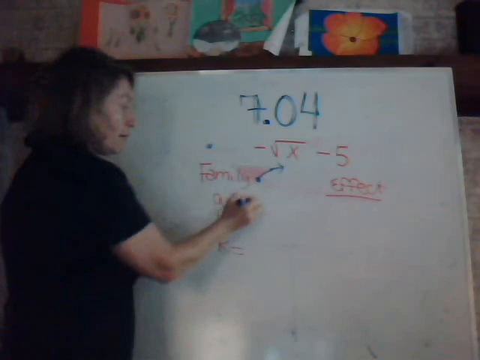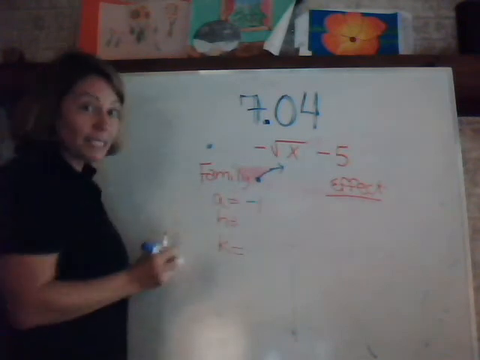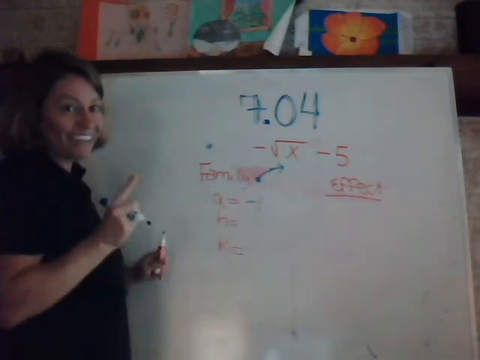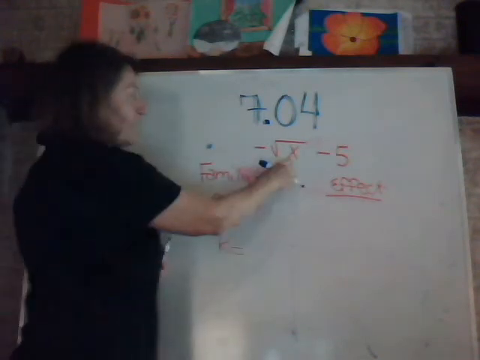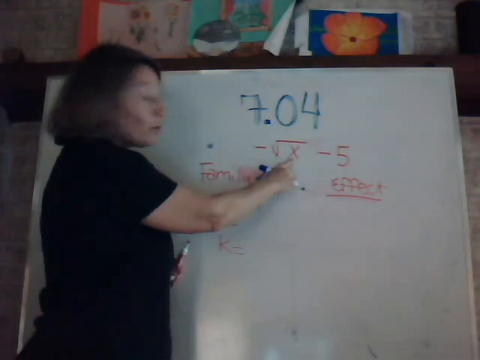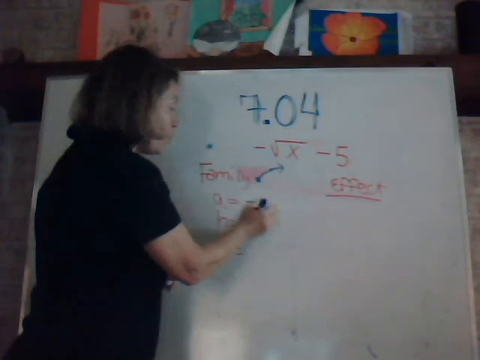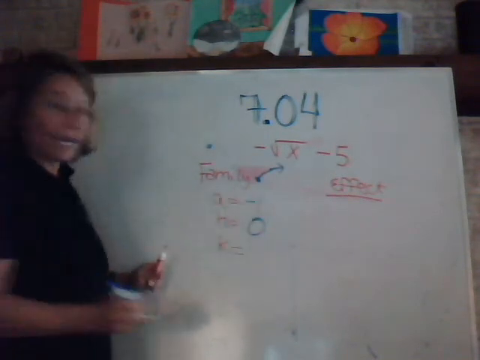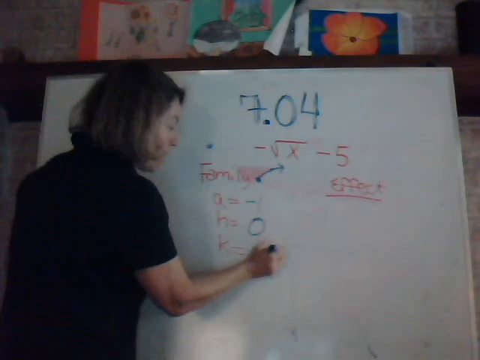But A is negative 1. So don't be deceived just because there's not a number out there. There is a negative 1. H is under the radical. Well, this one doesn't have one, so H is 0. What is K? K is negative 5.